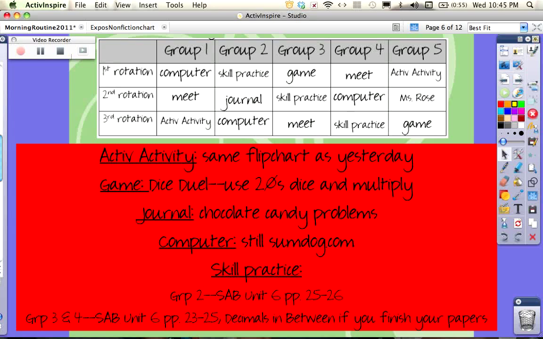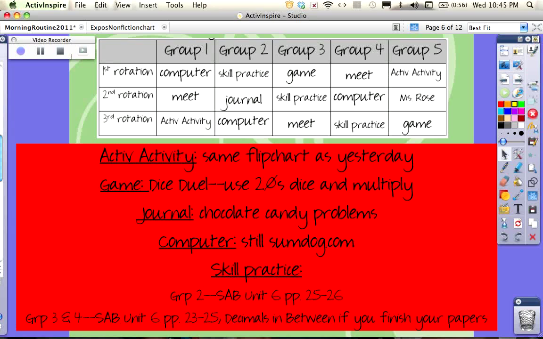Group 5, you're going to start on the active activity, and then just like always, now remember, you are going to meet Miss Rose back at table 1. She's going to tell you exactly what she needs you to do today. And then probably you're going to move on to a game unless she decides that your rotation needs to meet for 2 times in a row.